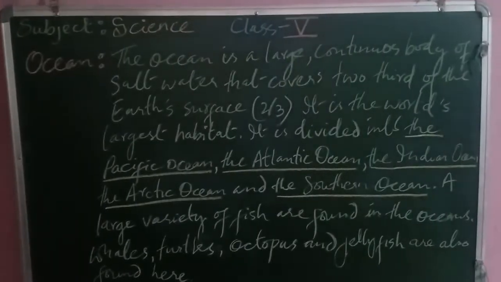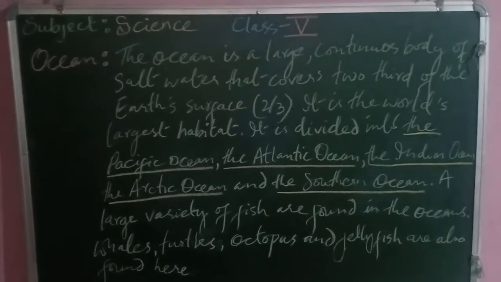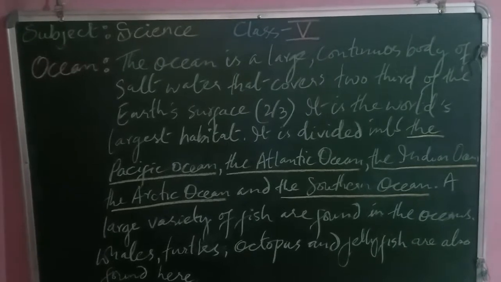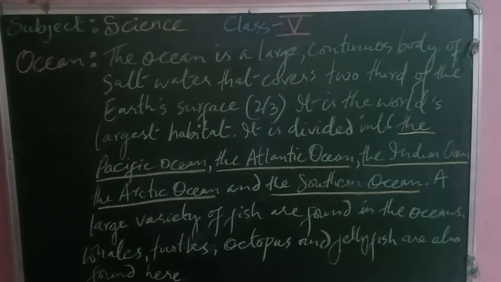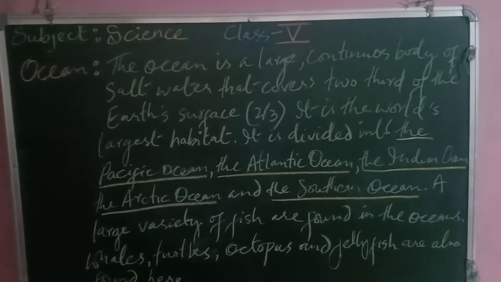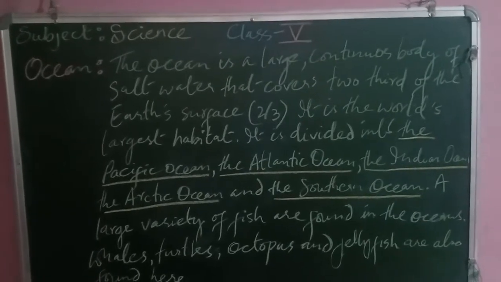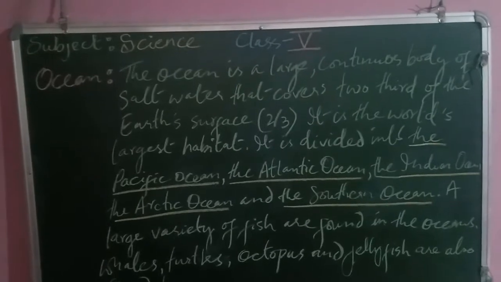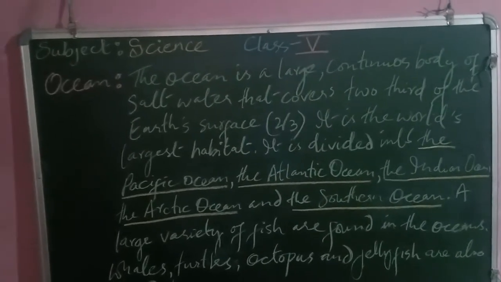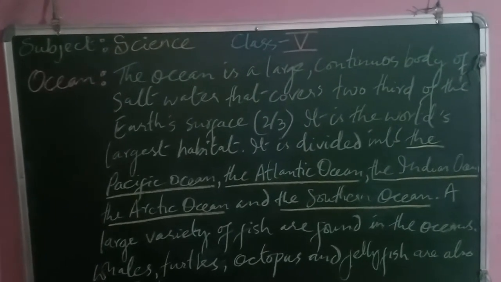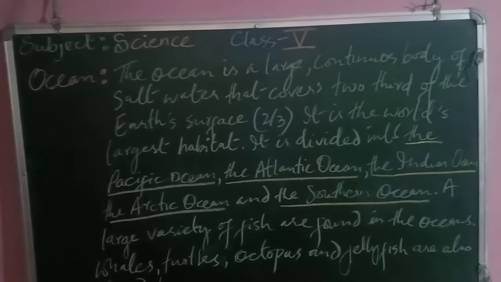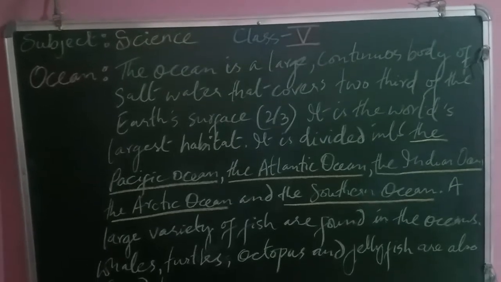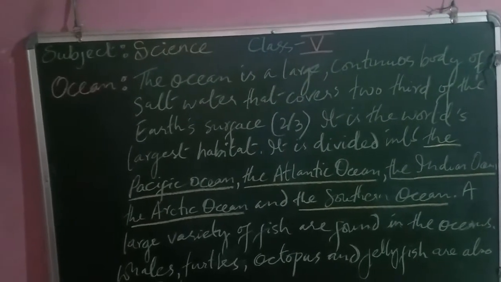Moving on. The next habitat we have is ocean. The ocean is the large continuous body of salt water that covers two-thirds of the Earth's surface. So most of the space on the Earth is covered with water. It is the world's largest habitat.